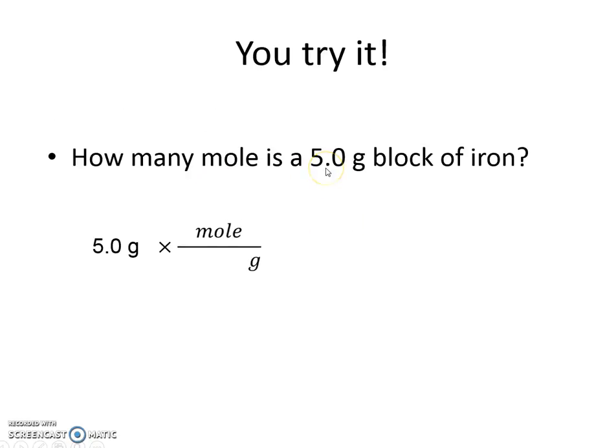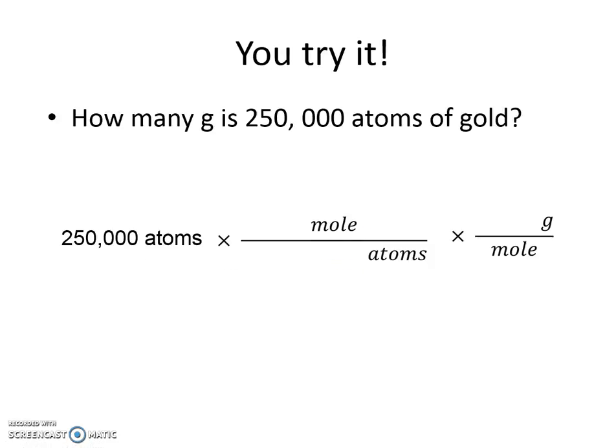How many moles is 5 grams of iron? Well, here I'm going to go from gram to mole. I look up the mass of iron and I see that it's 55.849. I divide through and I have 0.090 mole.